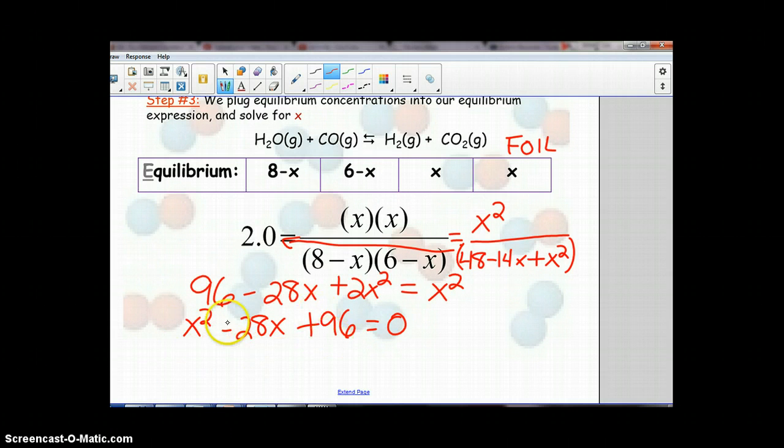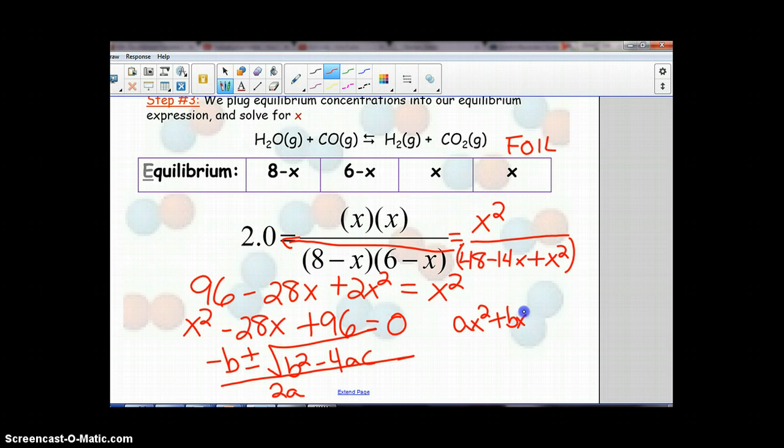Now the problem can be solved in terms of the quadratic formula. So we got negative b plus or minus square root of b squared minus 4ac all over 2a, where the term in front of the x squared is a, and the term in front of x is b, and then the numerical term is c.